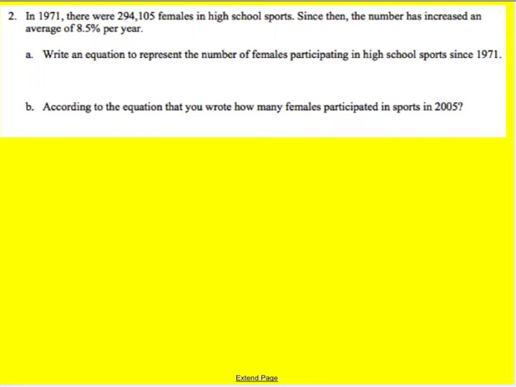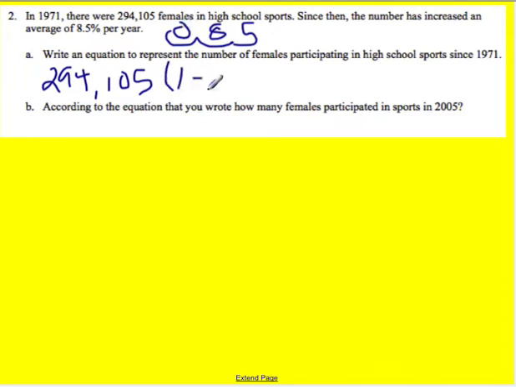So we're starting off with 294,105. That is our starting value. That's our initial value. Since then, it has increased at an average rate of 8.5% per year. So we need to convert 8.5% into a decimal. So I move it left 2 places, and I get 0.085. So then I'm going to do 1 plus 0.085. Now, since we're just setting up the equation, we're going to have y equals, and that's going to be raised to the t power.